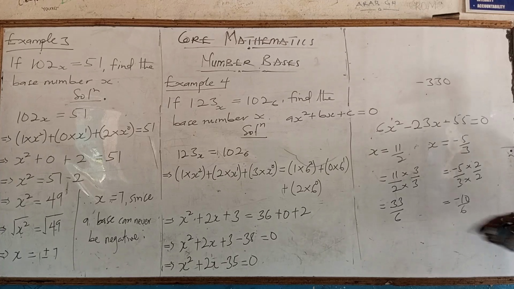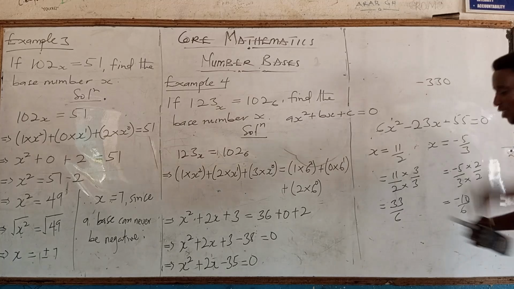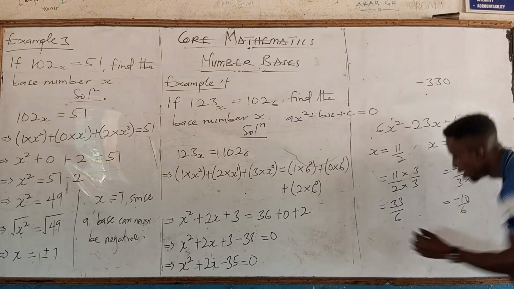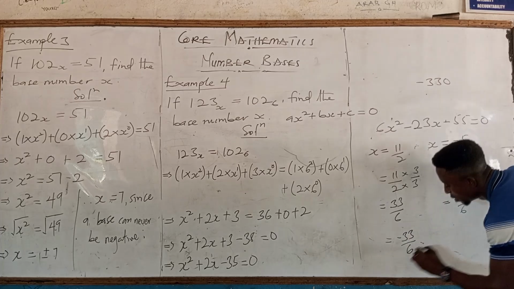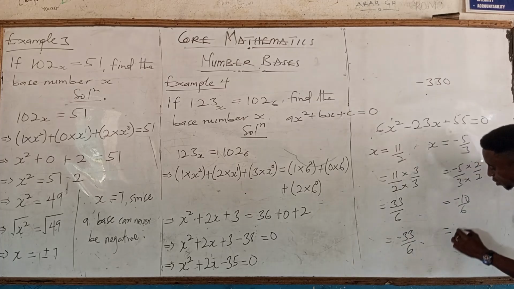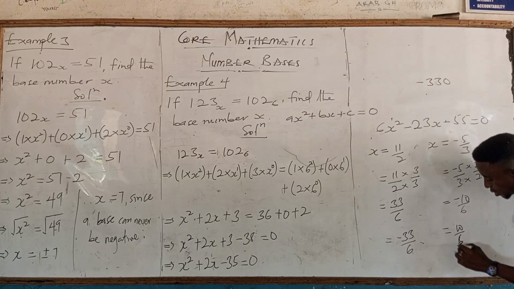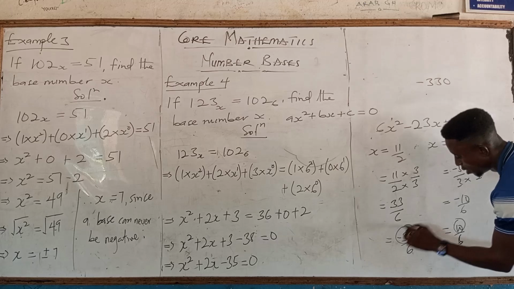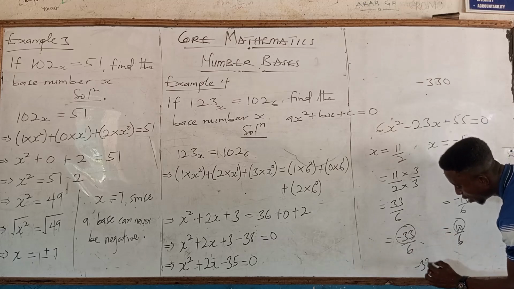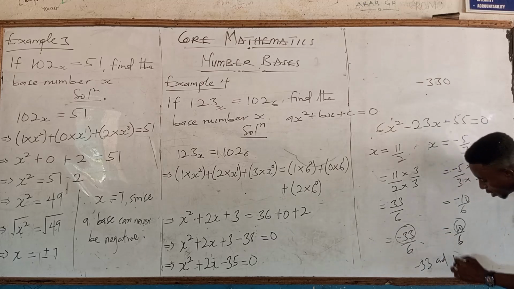Are we okay? So now the denominators are the same. So what do I do next? I hope you said you change your signs. So changing your signs will get me negative 33 over 6. Then this one too is what? 10 over 6. Are we getting that? Now we take the top numbers. So here I have negative 33 and that is 10.